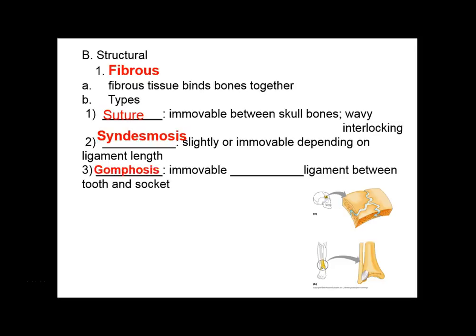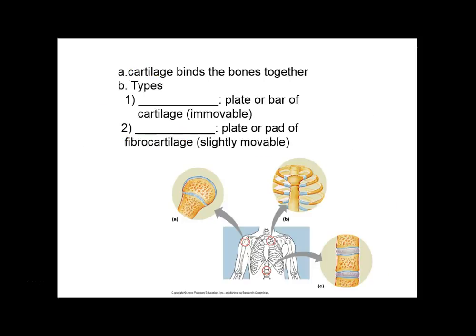And finally, the last fibrous joint is not really between bone and bone, but bone and your teeth. It's your periodontal ligament that's found down in your tooth socket to help secure the tooth to the bone. Gomphosis. So those are 3 examples of fibrous joints.